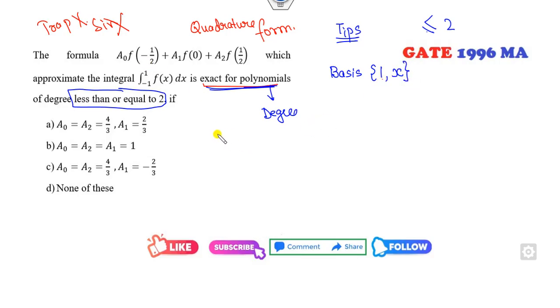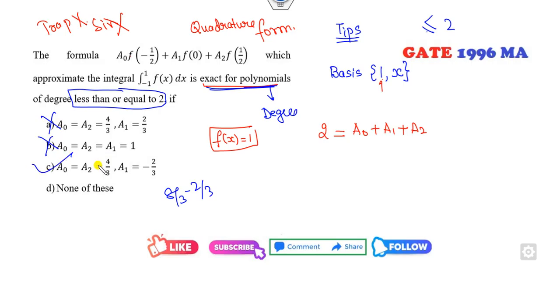So I can substitute. Firstly I can take f of x as 1. Find the first basis. I can substitute here. So the integration of this is 2. What is the value of this? F of minus half is again 1. So it is a naught plus a1 plus a2. Now look at the options. Is the sum 2? So 4, 8, 10 over 3, not 2. Sum, not 2. 8 over 3 minus 2 over 3. Yes, this is the correct answer of the problem.